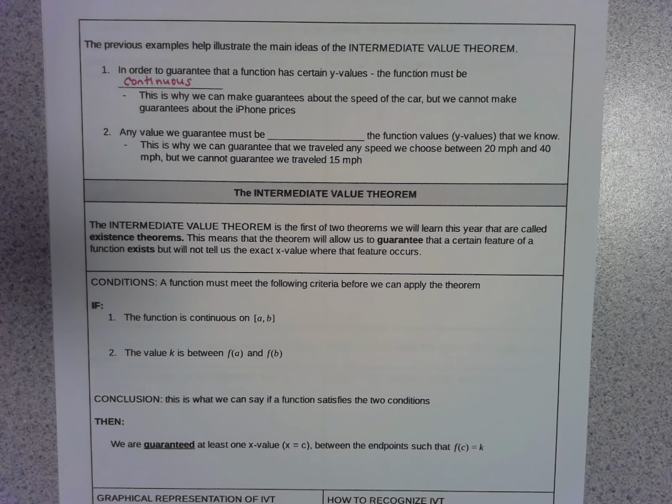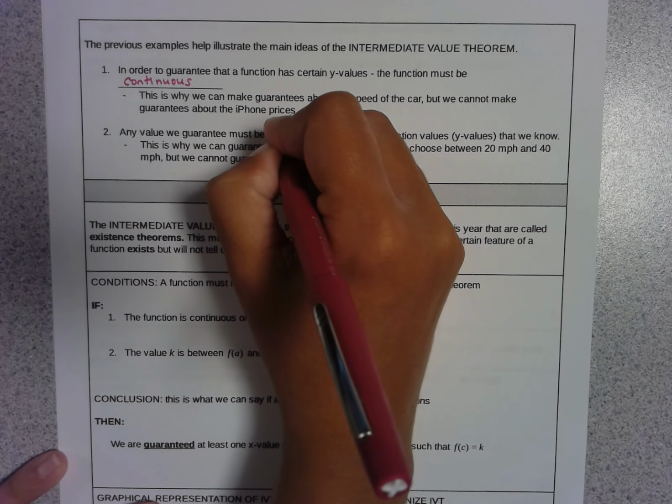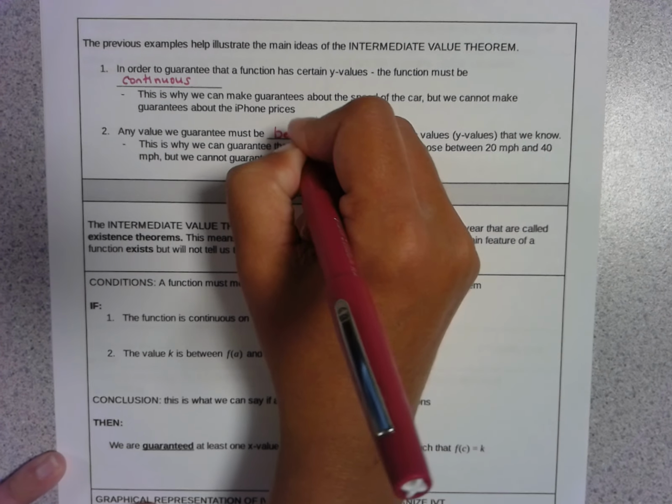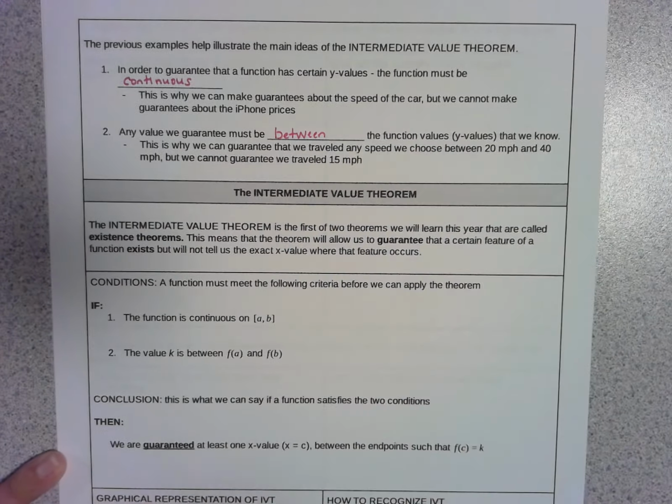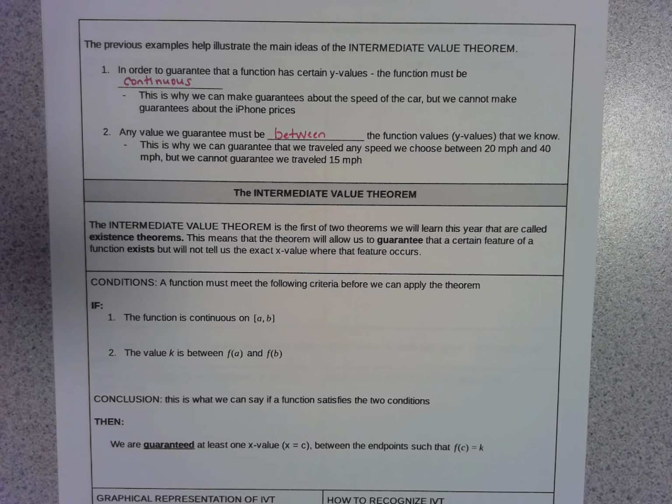Also, any value that we guarantee must be between the function values that we know. This is why we could guarantee that we traveled any speed that was between 20 and 40, but we could not guarantee, for example, that we traveled 15 miles per hour. It might have happened, but I wouldn't be willing to guarantee it 100%. So keeping in mind that these are the two conditions, let's see what the intermediate value theorem says.